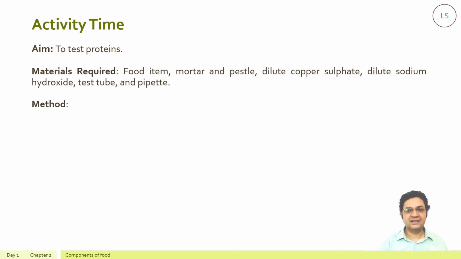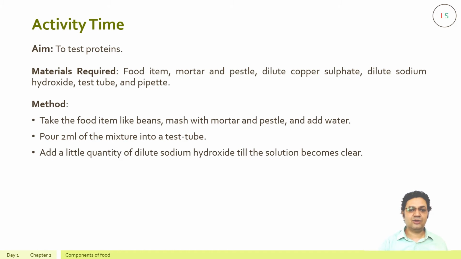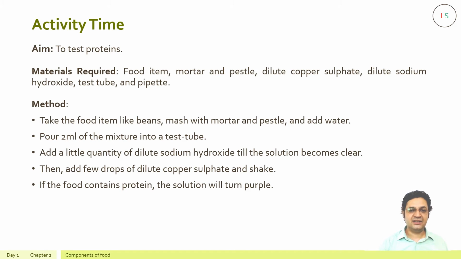So this time we are going to test the proteins, and the materials required are a food item, mortar and pestle, dilute copper sulfate, dilute sodium hydroxide, a test tube and a pipette. And the method which we are going to follow is: take the food item like beans, mash with mortar and pestle and add water. Pour 2 ml of the mixture into a test tube. Add a little quantity of dilute sodium hydroxide till the solution becomes clear. Then add a few drops of dilute copper sulfate and shake. If the food contains protein, the solution will turn purple. Now let's see this in action. This time not in the form of a video but in the form of images.